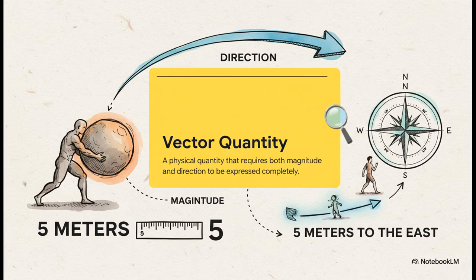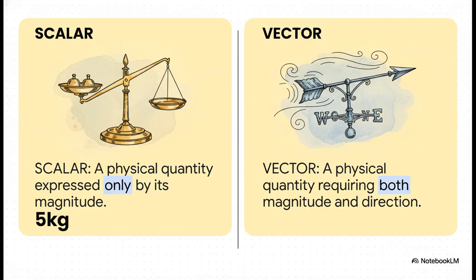But then, you have vector quantities, and these are a bit more demanding. They're needier. A vector needs two things to make sense: a magnitude and a direction. If I just told you, I walked 5 meters, you'd be left hanging. But if I say, I walked 5 meters east, now you've got the complete picture. That's a vector. So, this is the absolute key takeaway. Scalar, just a number. How much? Vector, a number and a direction. How much and which way? It seems like a small detail, but trust me, this little difference completely changes how we talk about a journey.